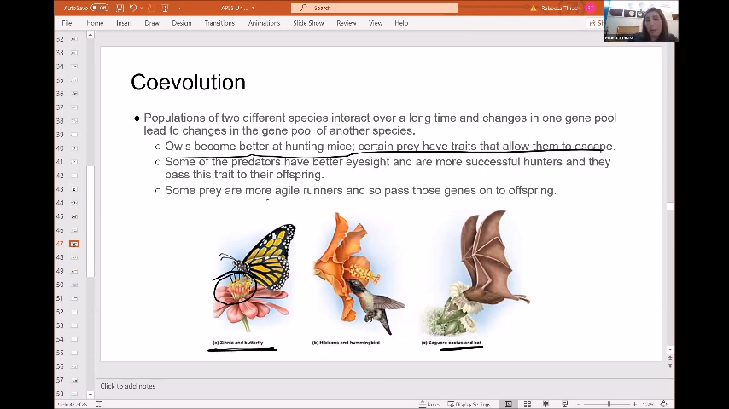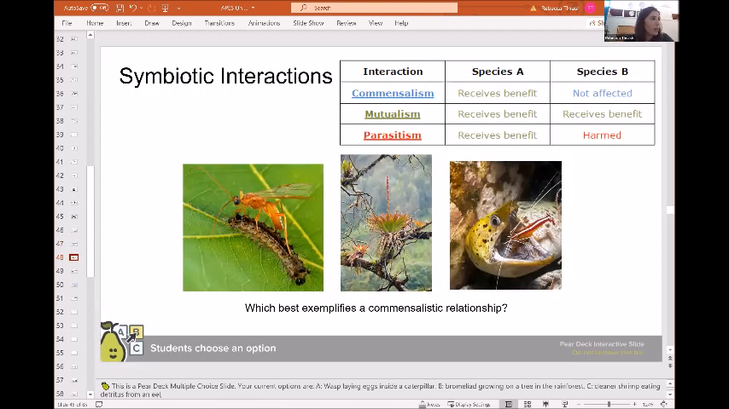Maybe some of these prey are better at running, and so they pass those genes on to offspring. So there's this exertion of selective pressure on both sides here. So let's talk a little bit more about these different relationships here.